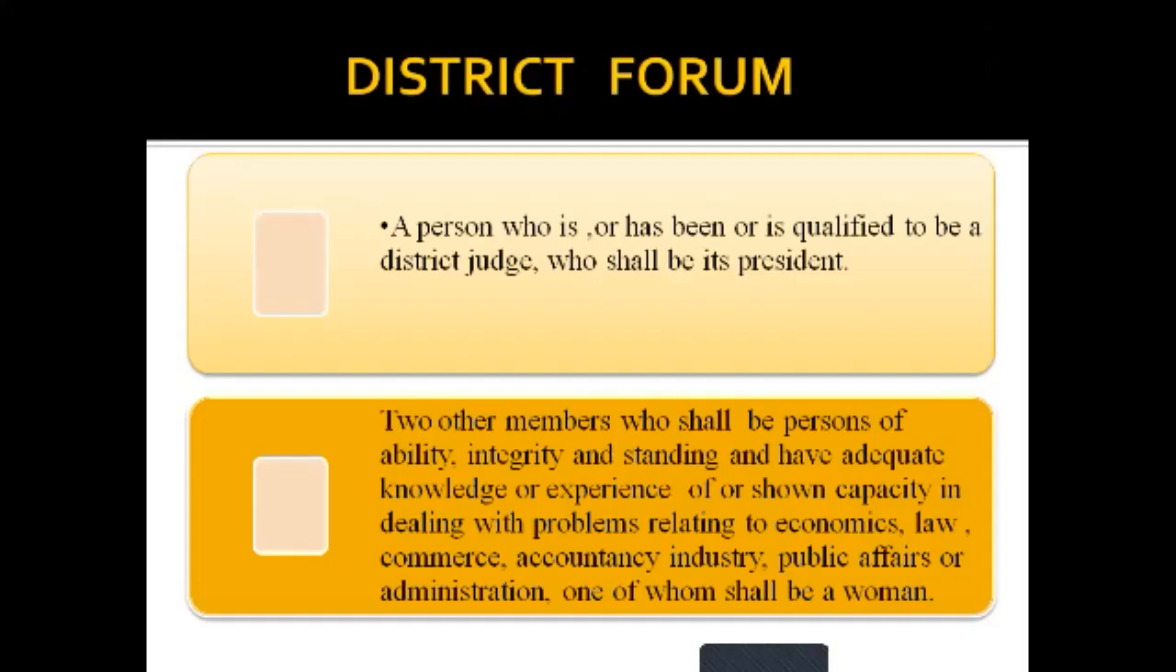Now, all these district forums, state commissions or national commission have members. So a district forum consists of 3 members. The first person is a person who is or has been or is qualified to be a district judge and who shall be its president. Then there are 2 other members who shall be persons of ability and integrity and standing and have adequate knowledge or experience of or shown capacity in dealing with problems relating to economics, law, commerce, accountancy, industry, public affairs or administration, and one of them shall be a woman. So there are 3 members, 1 president and 2 other members. Of those 2 other members, 1 person is a lady.